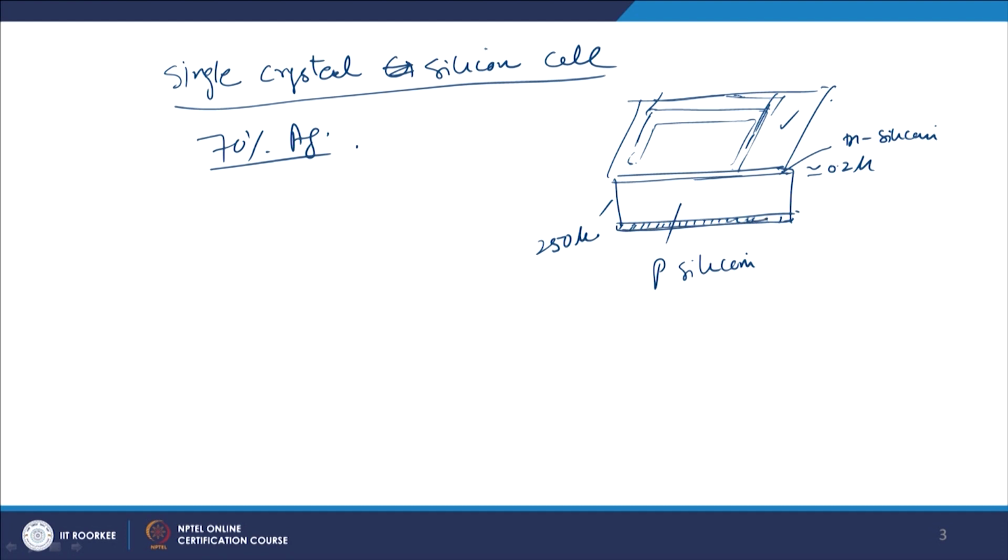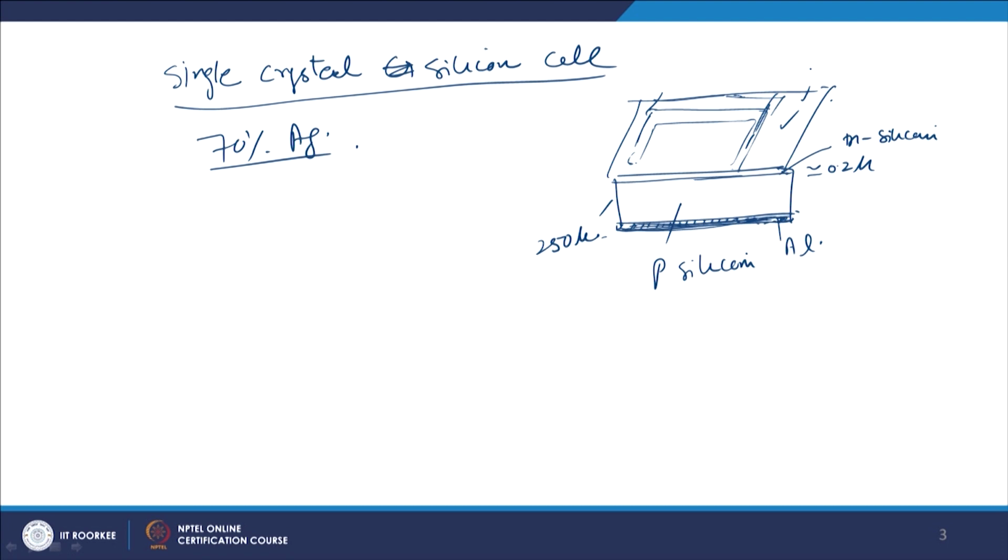The back side is spray coated with aluminium. This side is opaque and we do not require this side. For power generation we are concerned with this side only.